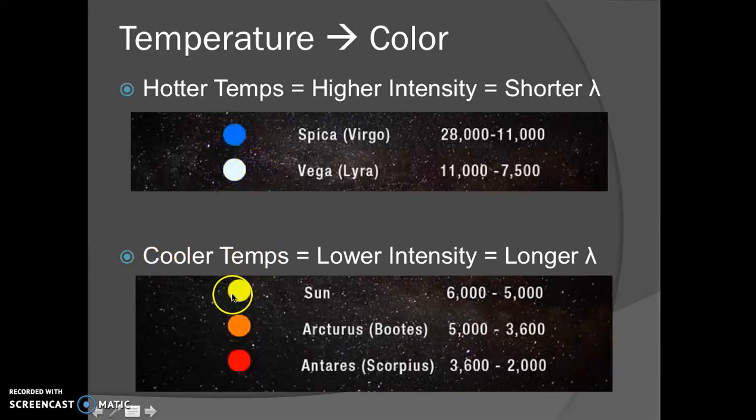Cooler temperature stars, those yellow, orange, and red stars, are lower intensity and they have longer wavelengths, meaning that they're going to be more towards the red end of the electromagnetic spectrum. The higher energy, hotter temperature stars have shorter wavelengths, higher frequency.